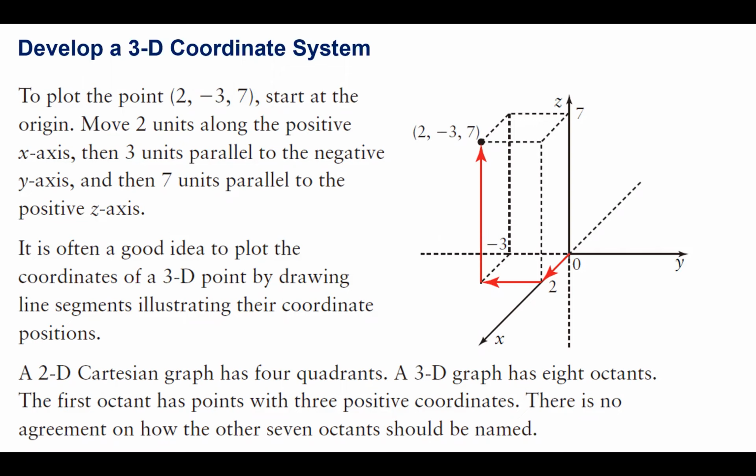on the right. A 2D Cartesian graph has 4 quadrants. A 3D graph has 8 octants. The first octant has points with 3 positive coordinates. There is no agreement on how the other 7 octants should be named. Okay, do you have any questions here?